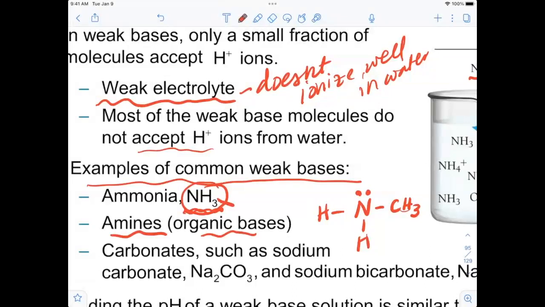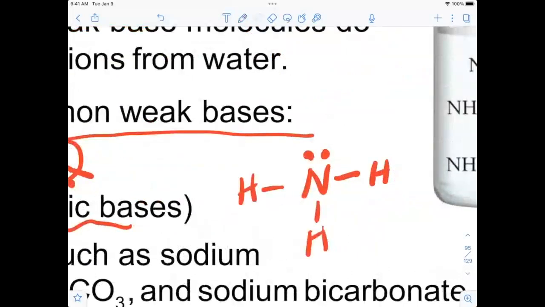Nitrogen obeys the octet rule by having three bonds around it and one lone pair. Let me go ahead and recap real quick. Nitrogen has the octet rule in this form by having two electrons, two electrons, two electrons, two electrons. Two, four times make eight. So this nitrogen right here is obeying the octet rule.